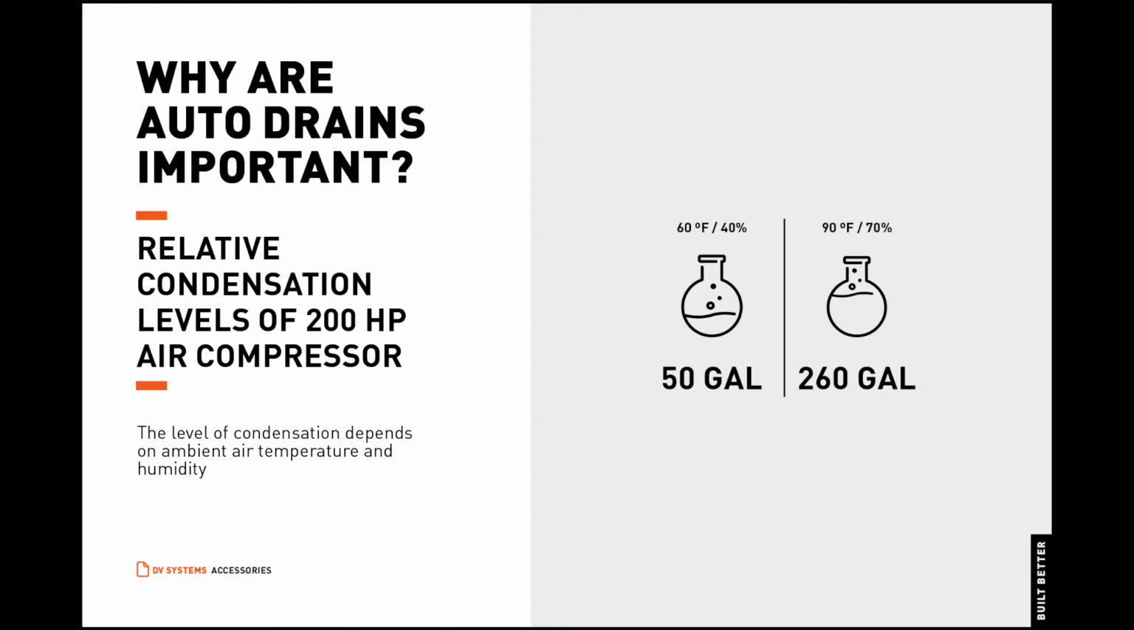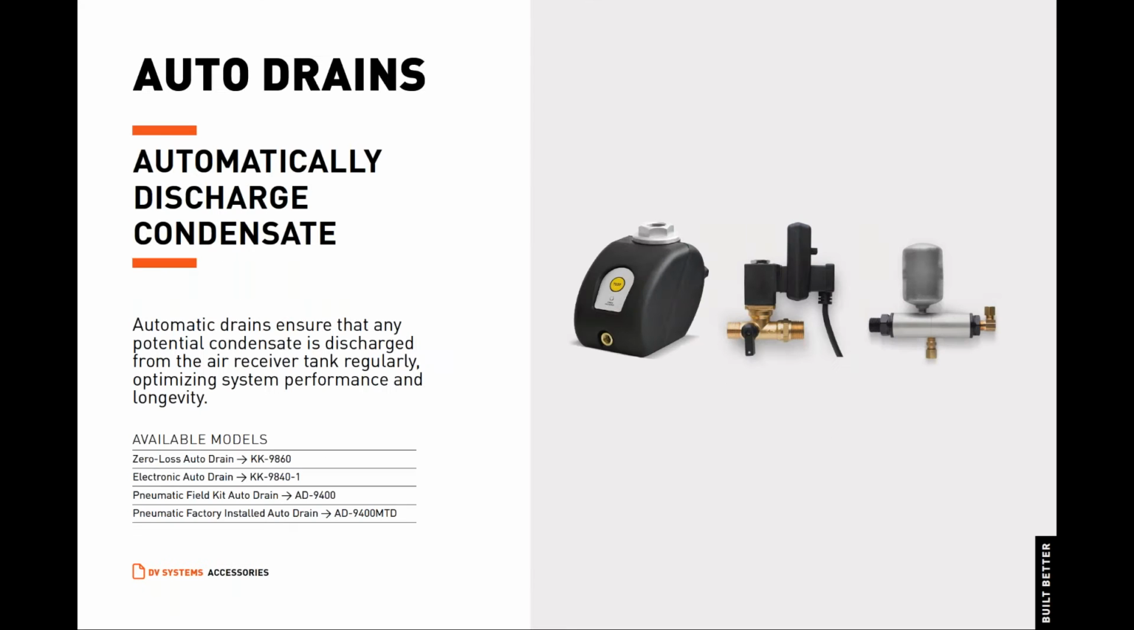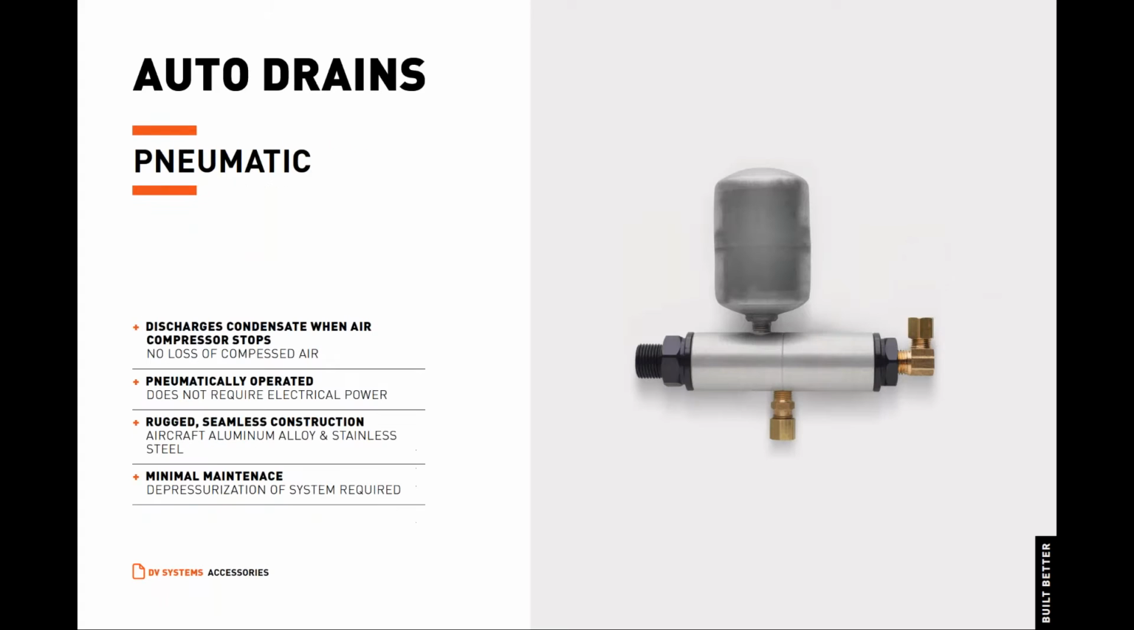An automatic drain, either pneumatic or electronic, ensures that any potential condensate is discharged from the air receiver tank regularly, optimizing system performance. Auto drains are commonly used on air compressor air receivers, blown air receivers that act as additional storage, compressed air dryers, and compressed air filter canisters within the compressed air distribution system in order to drain condensate regularly. DV Systems offers 3 types of auto drains. They all discharge condensate automatically, but do so differently. Let's begin with discussing the pneumatic auto drain.